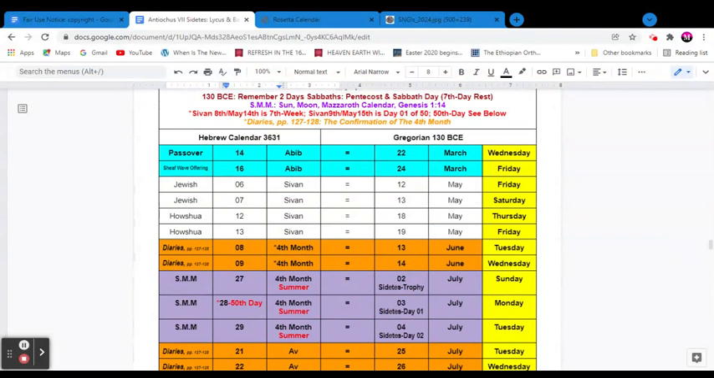All you got to do is simple math or use the calendar, and you will see that Sivan 6 fell on May 12th, which was a Friday.